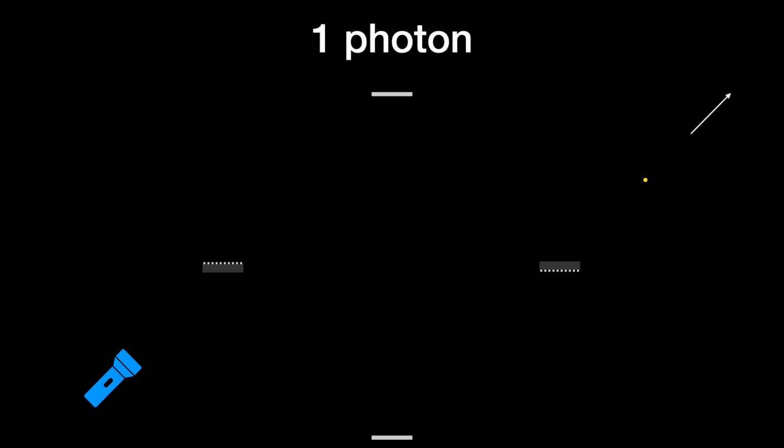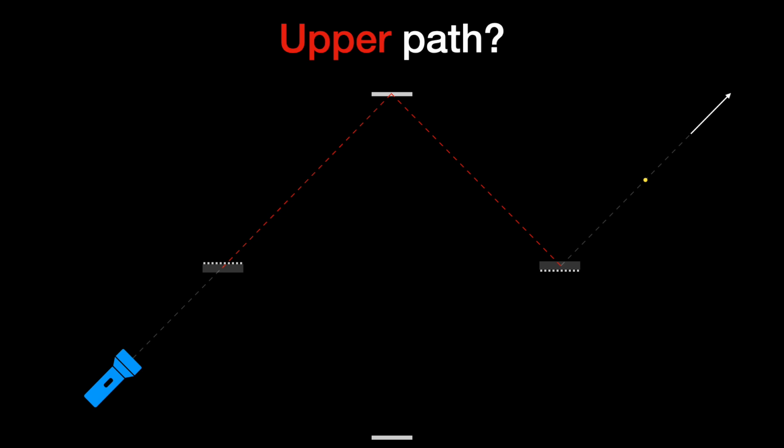You can repeat the experiment many times. The outcome will always be the same. So the question is, which path did the photon take while it was between the mirrors? Since the photon is guided by the mirrors, we can think of 2 possibilities. The first possibility is that the photon took the red upper path. Let's do an experiment to find out.